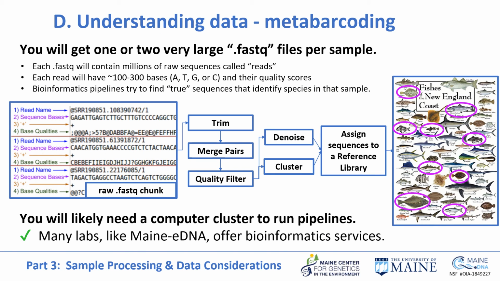The last thing I'm going to talk about in this presentation is the type of data you can expect to get back from a metabarcoding assay. And this is a big, busy slide, but if you only take away one thing, I just want you to know that you're going to get a lot of data. Specifically, you're going to get 1 or 2 very large FASTQ files per sample. Now, these FASTQ files are going to contain millions of raw sequences we call reads. I usually get about 20 to 25 million reads per FASTQ file, for example.